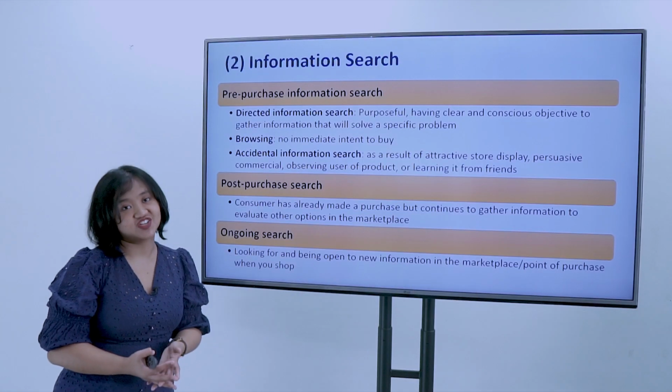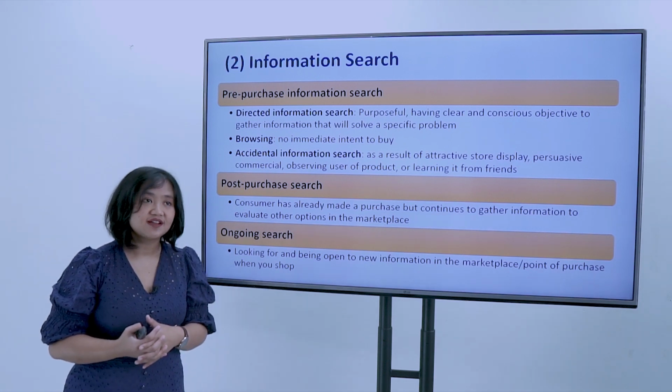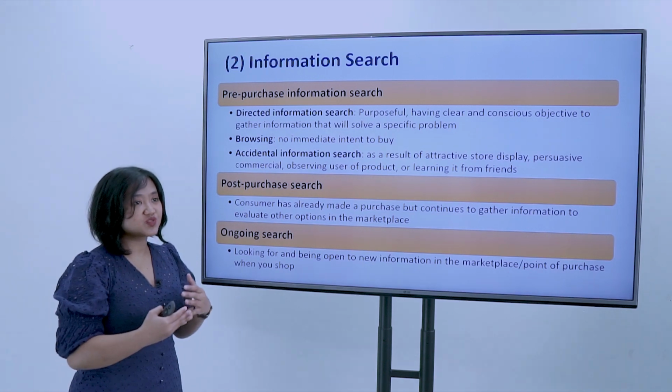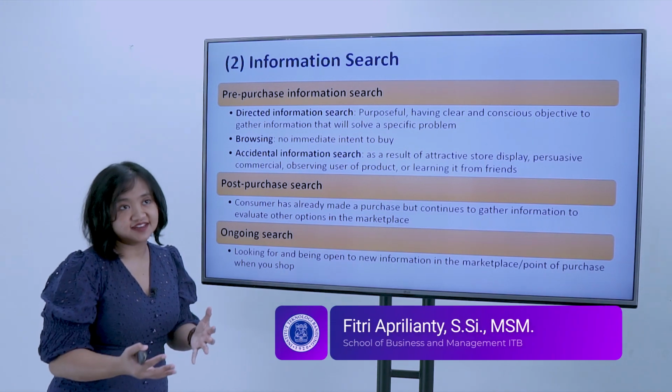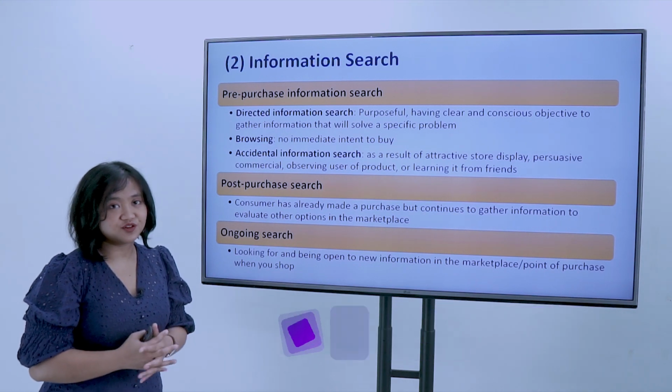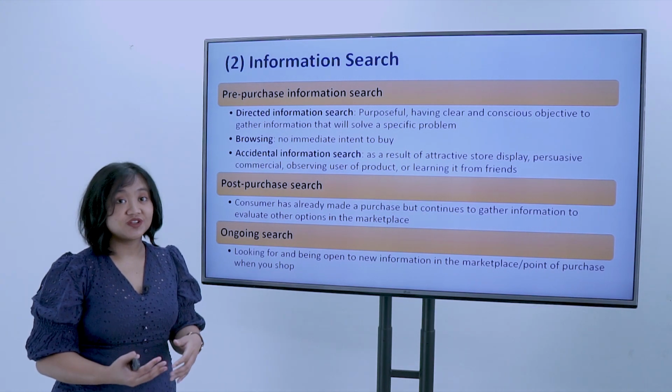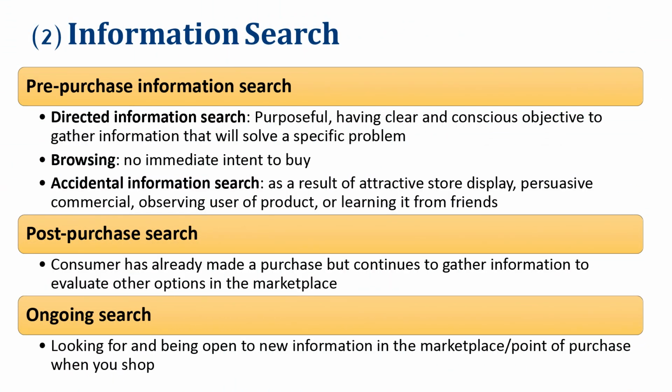Next, the information search. From that previous example, maybe we do some evaluation, some browsing, where the canteen is, going through the GoFood platform and so on. That's what we do. We call it the pre-purchase information search. The pre-purchase search itself, we divide into 3 types. The directed information search, where we are purposeful, having a clear and conscious objective to gather the information that will solve our problems. And then we do browsing.